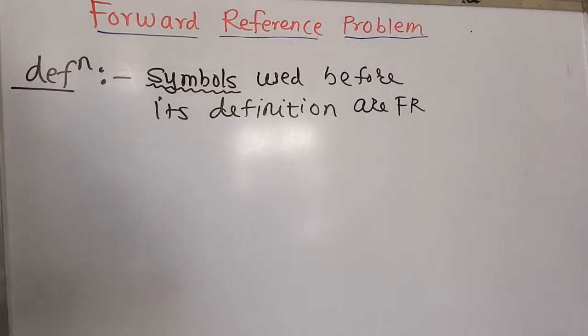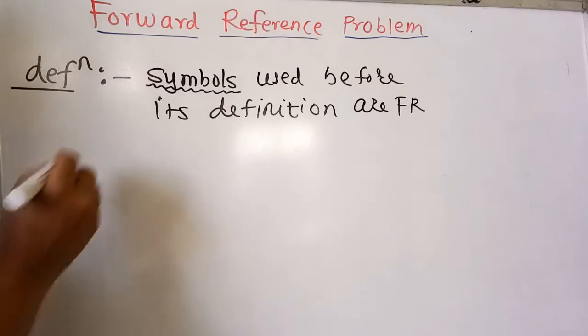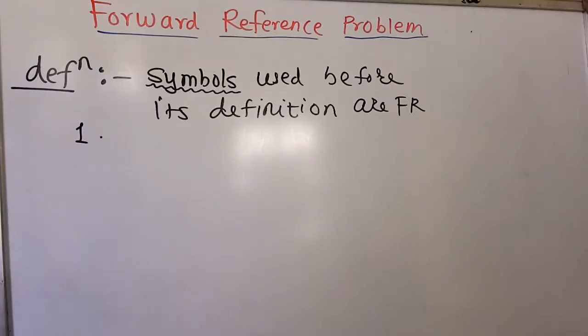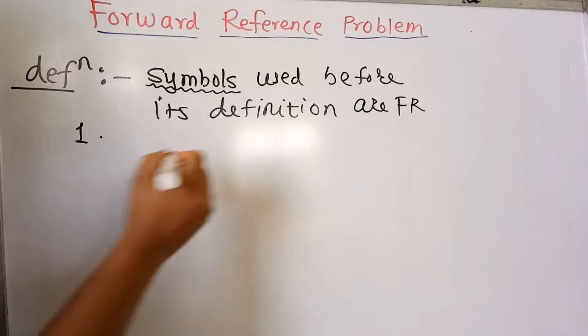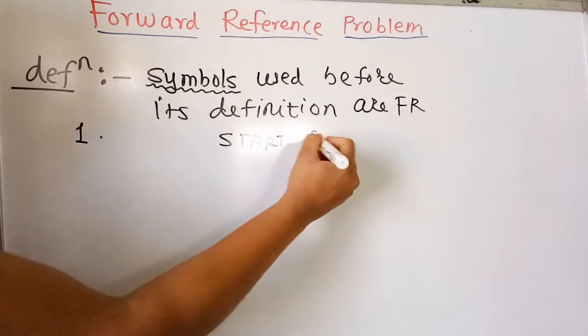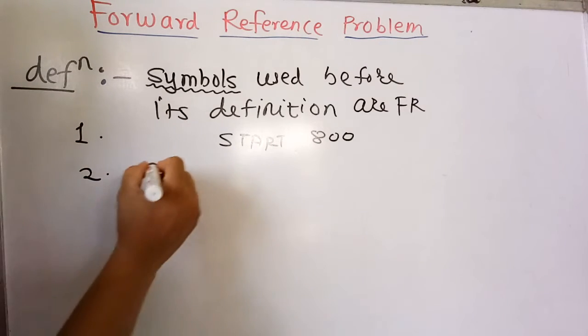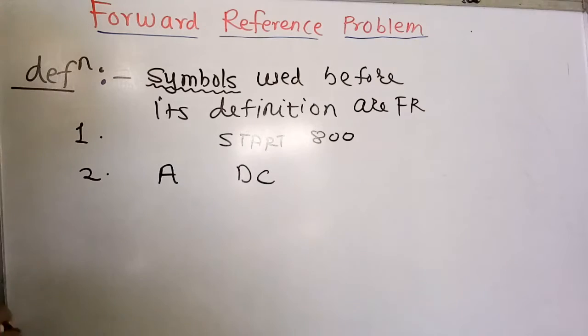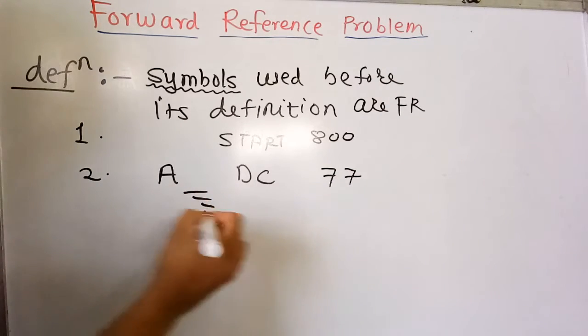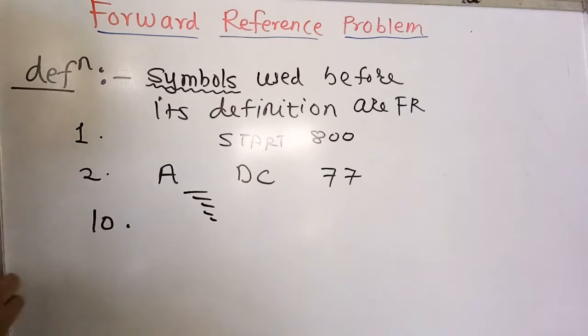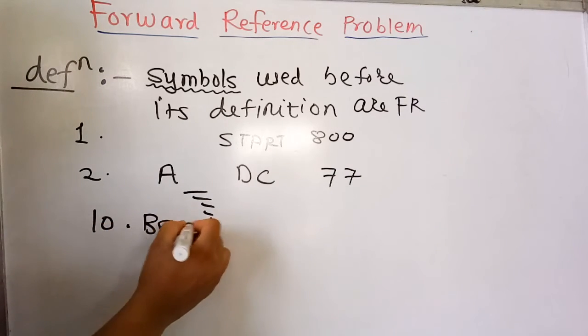I will write down one assembler example, and from that I will try to show you what the forward reference actually is. For example, the first instruction is START 100, 800. Then the second instruction is A DC, where DC is the declared constant, and it has the value 77. Okay. Then there will be some statements, and after that there will be one at line number 10, which will be BEGIN.